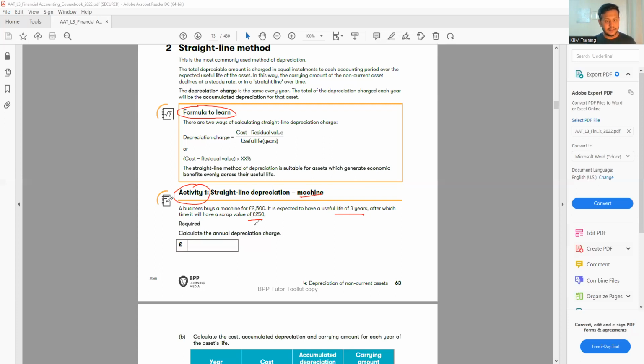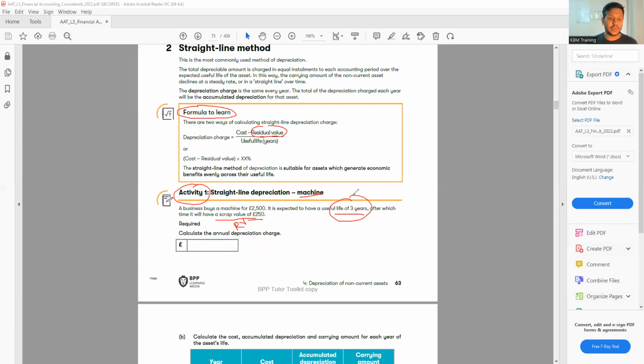Now, as I said, the scrap value or the residual value is the same thing. It is the value at the end of the useful life of the asset that we can get back. So after the end of year number 3, after using it for 3 years, I can sell it for £250.